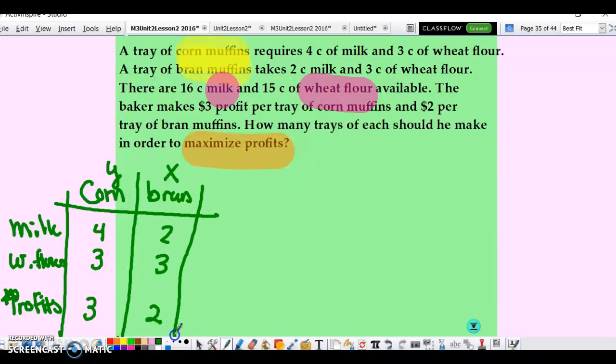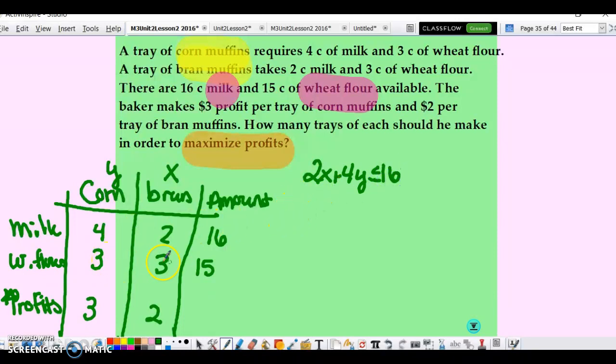Let's talk about our limitations. Milk, we are limited by 16 cups. Wheat flour, we are limited by 15 cups. And profit, we don't have a max or min. We just want to see what we can make. So if I were to make an inequality for milk, again, that's a constraint, a limitation, I'm going to say 2x, because 2 for each bran muffin, plus 4y, must be less than or equal to 16, since that's the amount of milk they have.